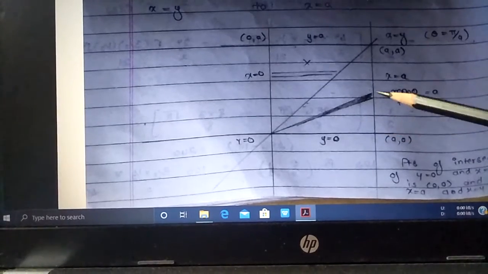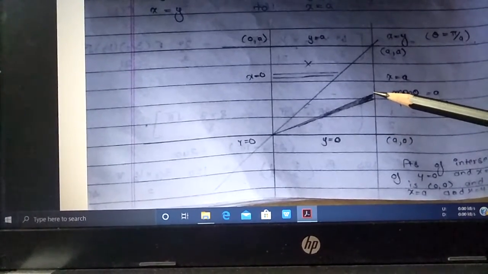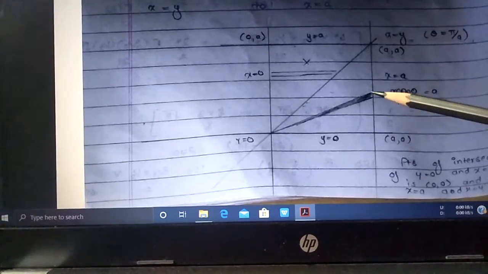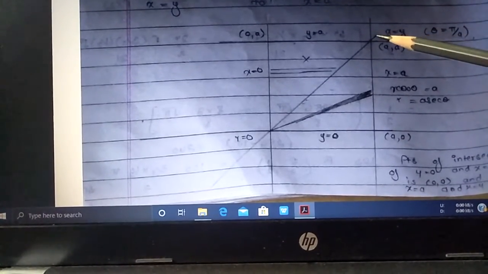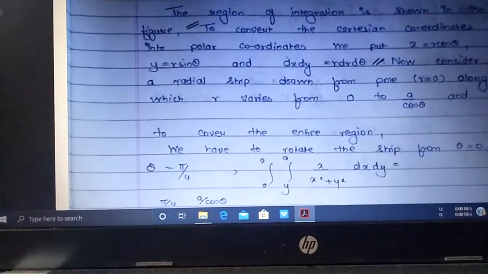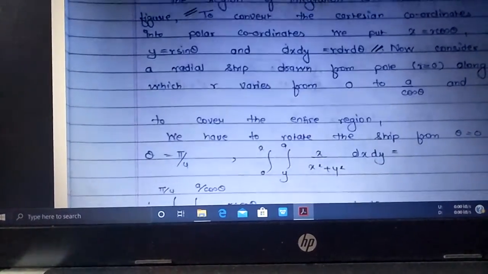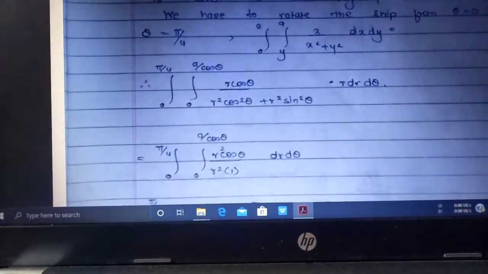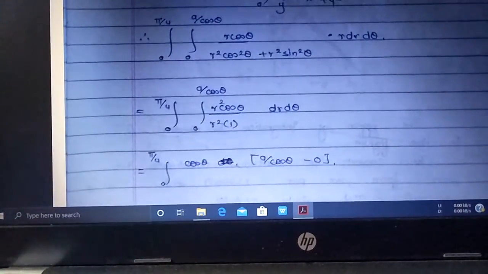To get the limits of theta, we have to rotate this strip. If I rotate this strip, at this line theta will be 0, and if I rotate it up to this region, here theta will be pi by 4. So in this way we got the limits of r and theta. So substitute all these values in the integration. This whole description is given here, and we have already provided the notes to you, so you can refer to that.